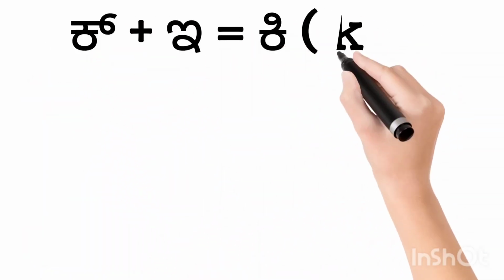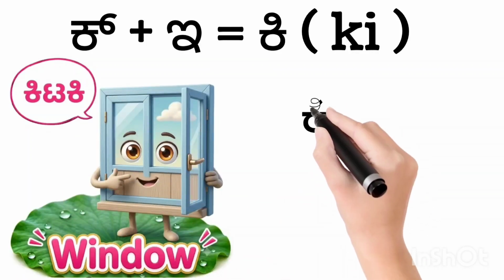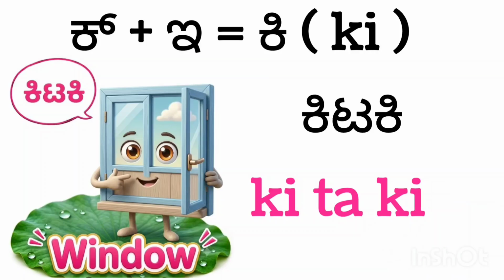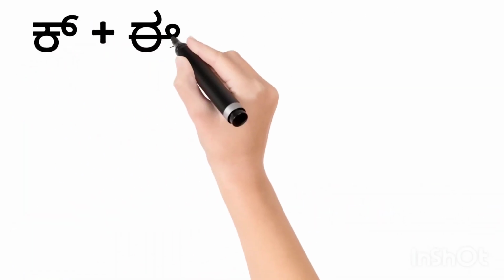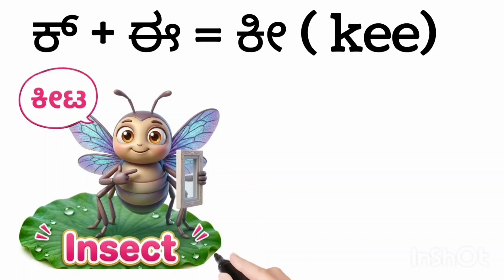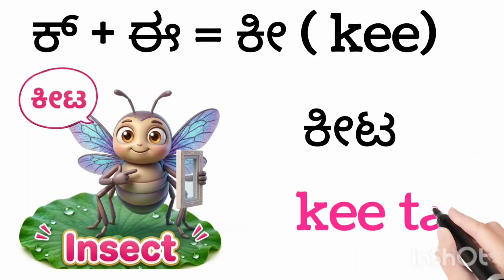K plus E is equal to Ki. Ki kitaki. Kitaki window. Ki kitaki. K plus E is equal to Ki. Ki kita. Kita insect. Ki kita.